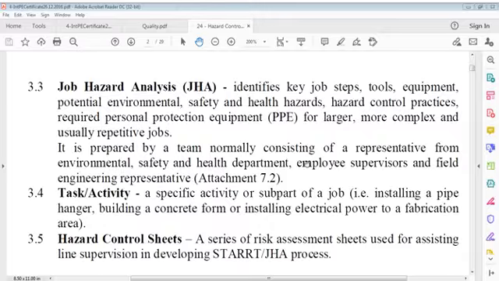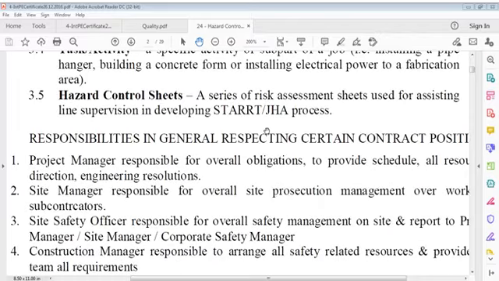(PPE) for larger, more complex and usually repetitive jobs, prepared by a team that normally consists of representatives from the environmental safety and health department, employees, supervisors and field engineering representative, and task activity, a specific activity or subpart of a job, that is installing a pipe hanger, building a concrete form, or installing electrical power, for assisting line supervision in developing a start card or JHA process.